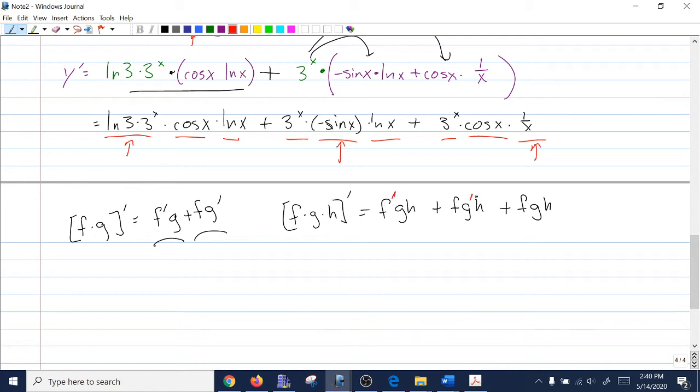F prime here, g prime here, h prime here. Derivative of the first, leave the second alone, leave the third alone. Leave the first alone, derivative of the second, leave the third alone. Leave the first alone, leave the second alone, derivative of the third. We're doing all 3 possible products. We're adding up all 3 possible products where one of them gets a turn being the derivative.